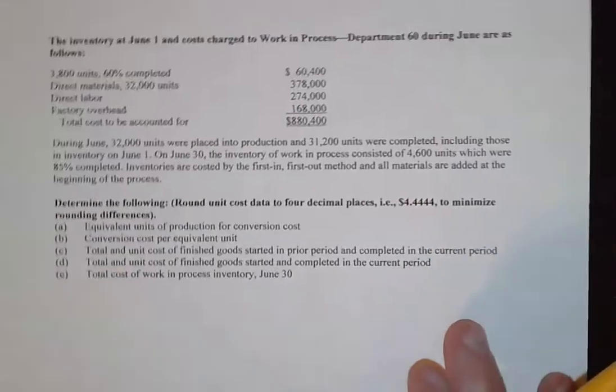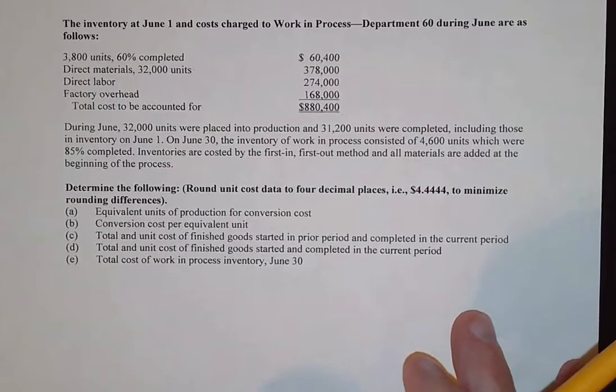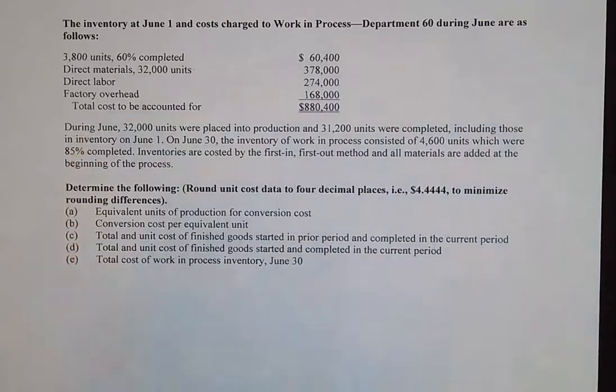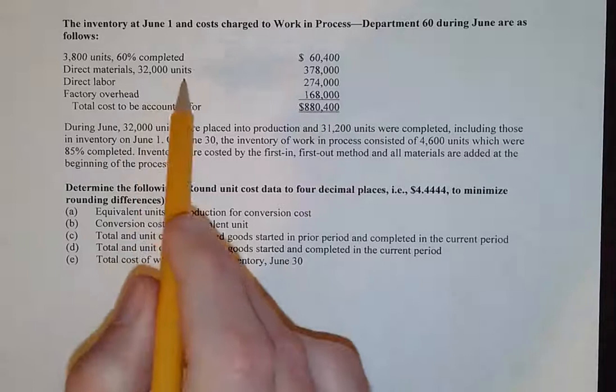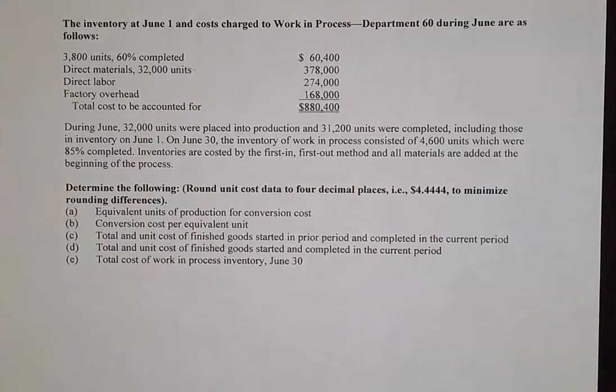All right, so let's see. We've got some additional information here. During June, 32,000 units were placed into production. That's good because that's how many material units we have. And 31,200 were completed, including those in inventory on June 1st.